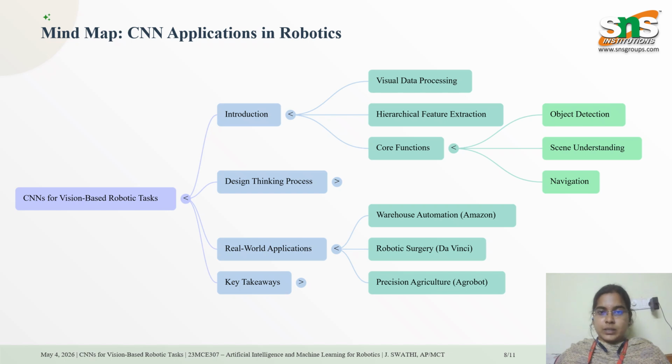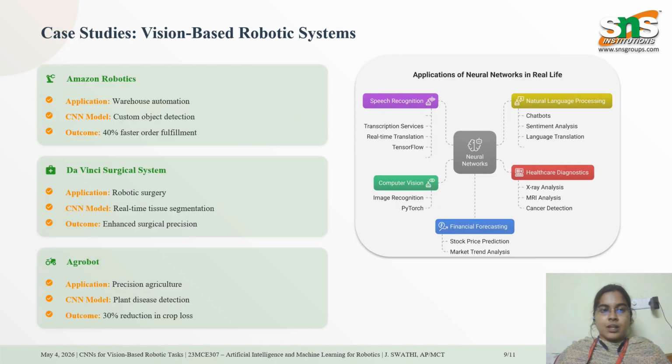And here you can see, if you want to develop a CNN architecture, we have to focus on visual data processing, hierarchical feature extraction, and core functions like object detection, scene understanding, and navigation. Applications include warehouse automation, robotic surgery, and precision agriculture. Apart from this, we have a few case studies which we will discuss in the upcoming videos, and these case studies will be discussed in detail.